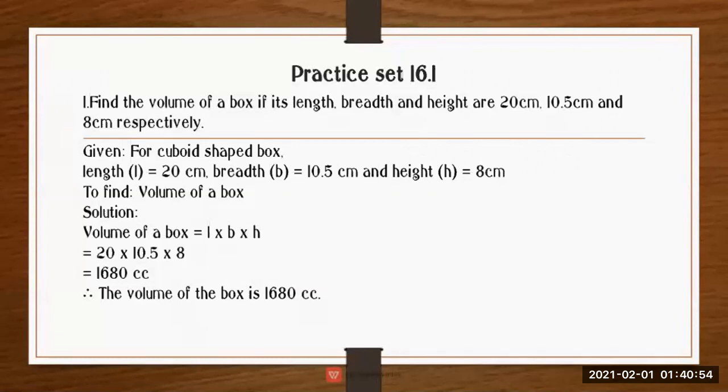So the final answer for the volume of the box is 1680 cubic centimeter. So it is very easy. You have to use the formula of volume of a cuboid. Volume of a cuboid is length into breadth into height. You have to write the values of length, breadth and height, and after multiplying, you will get the answer, that is 1680 cubic centimeter.